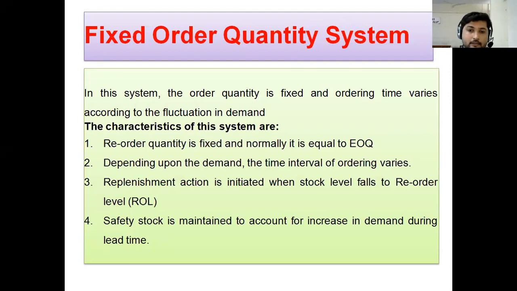Now what are the characteristics of this fixed order quantity system? Normally the reorder quantity is equal to the EOQ, that is, the economic order quantity. Your fixed order quantity should be equal to the economic order quantity. Depending upon the demand, the time interval of ordering varies. Replenishment action is initiated when the stock level falls to the reorder level. Then safety stock is maintained to account for increasing demand during the lead time.